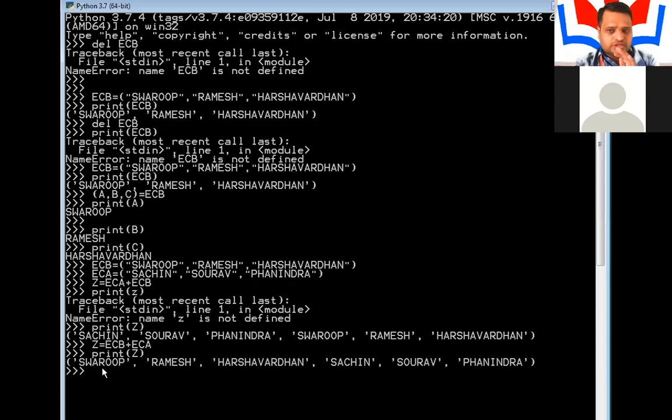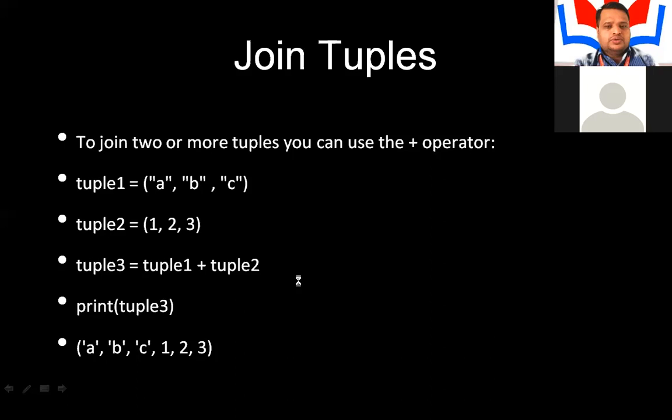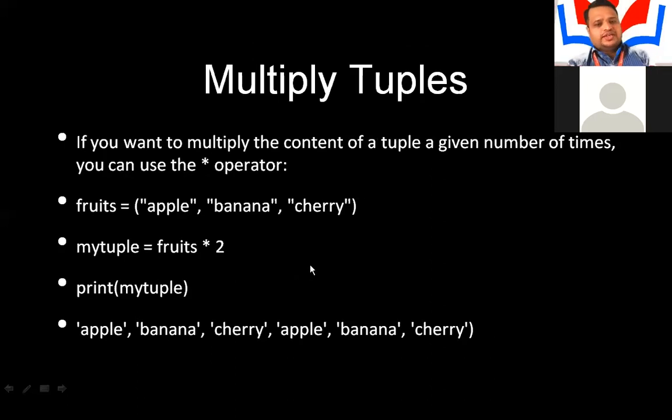Okay, so this is how we are going to concatenate. We are going to combine one or more tuples. This is the practical implementation of how to join the tuples. Now straight away we'll move towards the next topic: how to multiply the tuples.